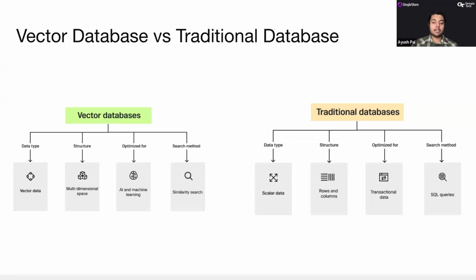In contrast, these traditional databases that we've all been used to manage scalar data, which are discrete singular data points like numbers and strings, all arranged in rows and columns within a table. This traditional relational structure is well suited for transactional data with operations which involve precise queries and updates. Traditional databases are optimized for transactional data processing, ensuring data integrity and efficient handling of CRUD operations, which include create, read, update, delete. The search method relies on SQL queries a lot of the time that perform exact matches based on the query data that is provided. And that's the main difference: you're doing exact matches versus closest points in a vector space.